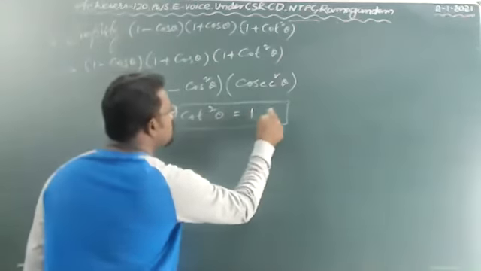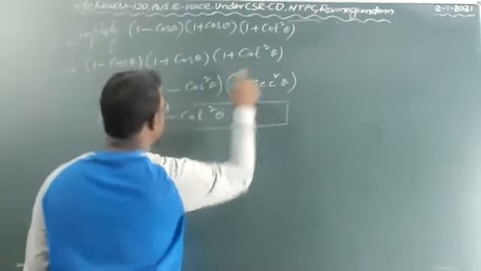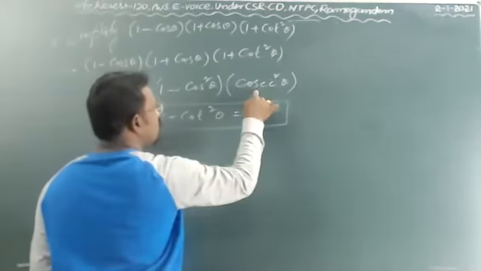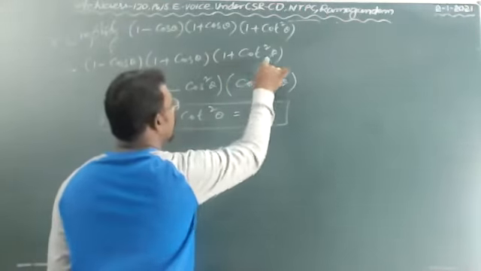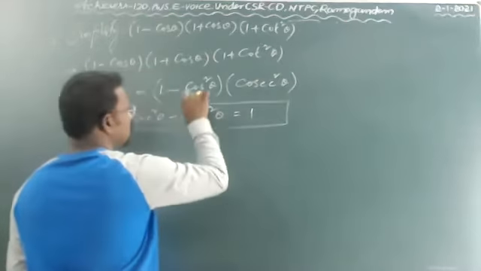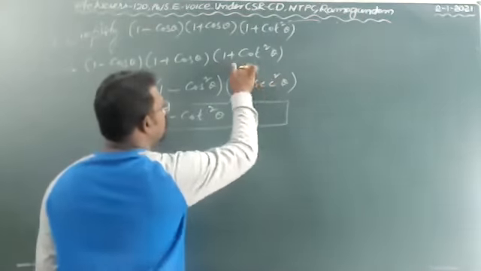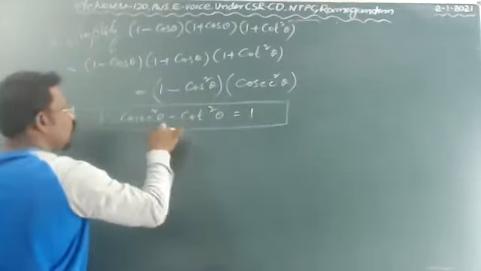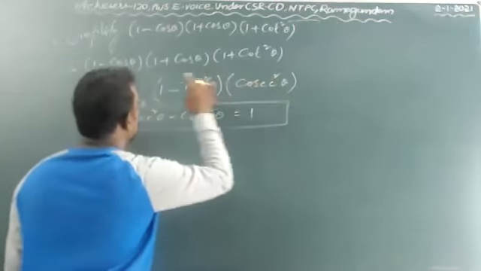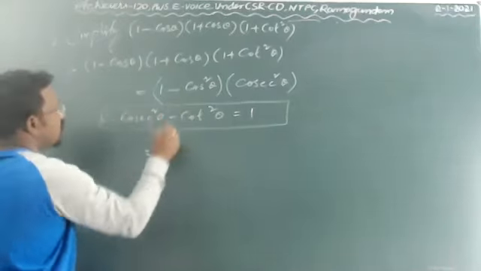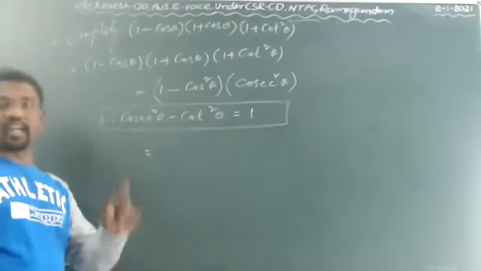Now see, bring minus cot square to this side. What happens? 1 plus cot square, which you can write as cosecant square. Because when we send it to this side, it becomes 1 plus cot square. And a minus b into a plus b is a square minus b square. See, again you got the first identity.